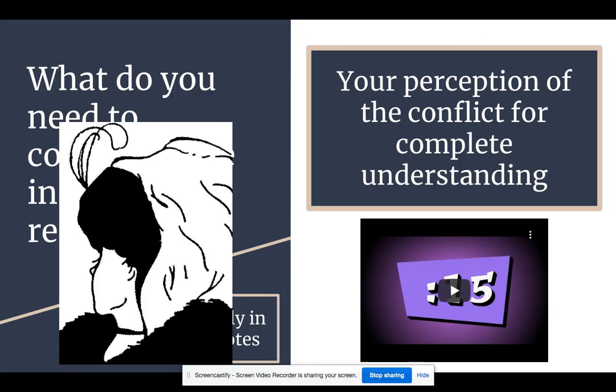Same thing for conflict. Like I had a conflict with my husband yesterday over something about making dinner and who was going to do dishes. And so the way I perceived it was different than the way he perceived it, but we're both talking about the exact same event. And so you both need to communicate your perception so that you can both have complete understanding of how to resolve it.